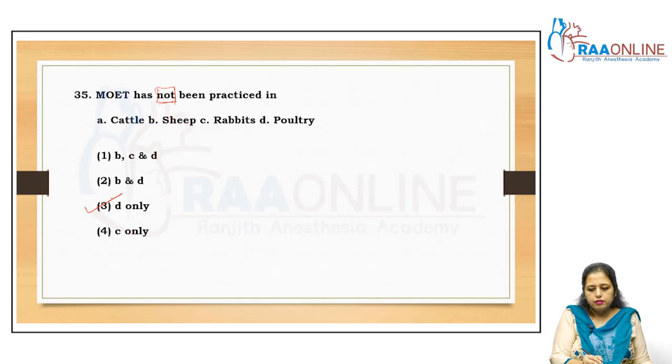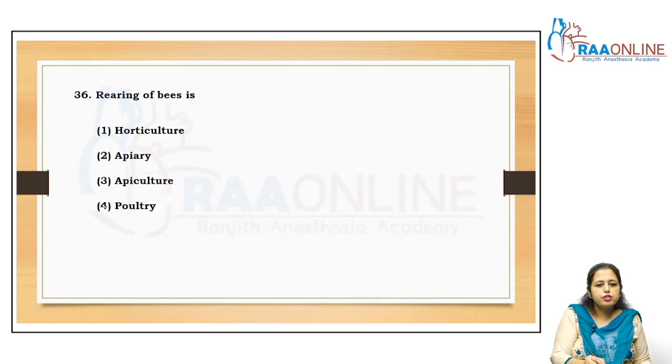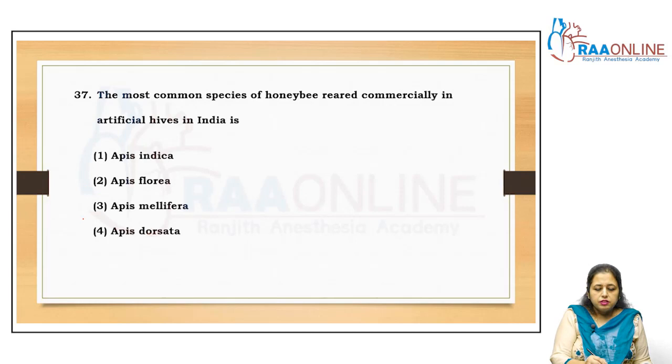Come to the next. Rearing of bees is called apiculture. We already studied about that. The most common species of honeybee reared commercially in artificial hives in India, that is Apis mellifera, which is called the European bee.